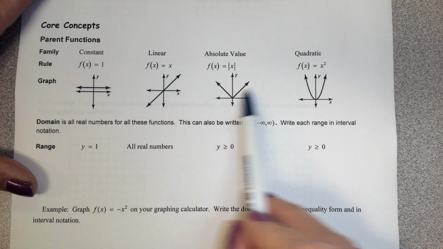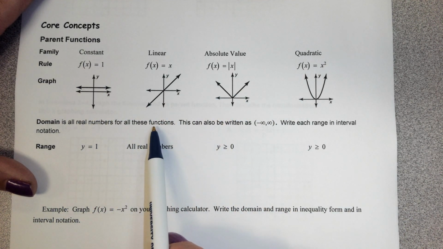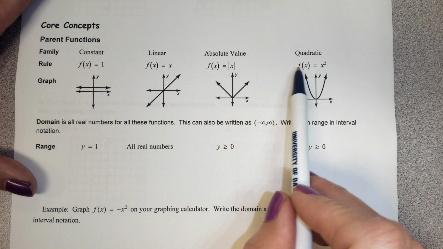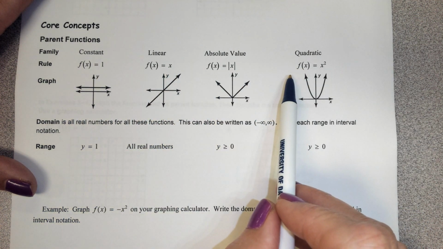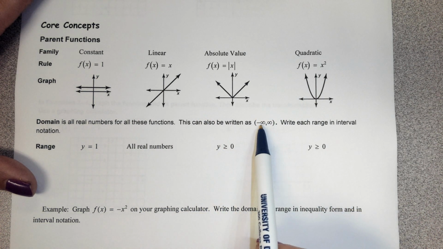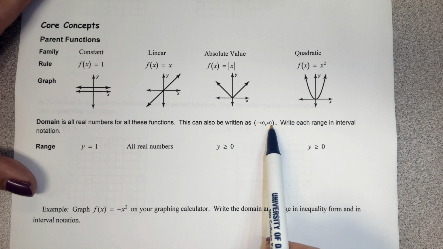The domain for all of these is all real numbers. The reason we can use all real numbers is there are no restrictions on the x's that we can use. We can use absolutely anything. To write all real numbers in interval notation, we write it as negative infinity to infinity.